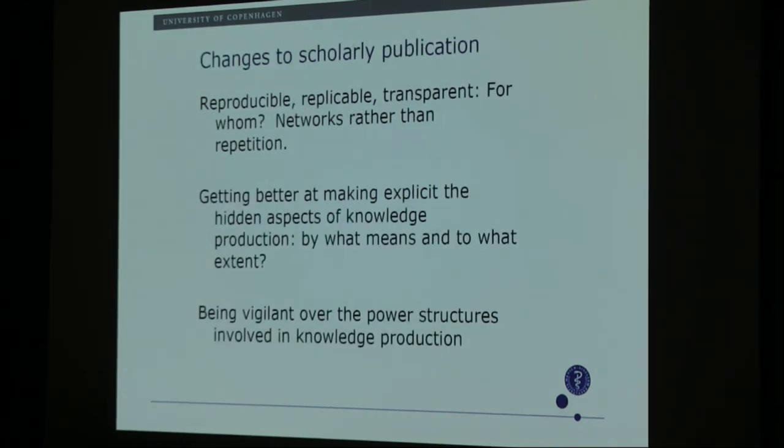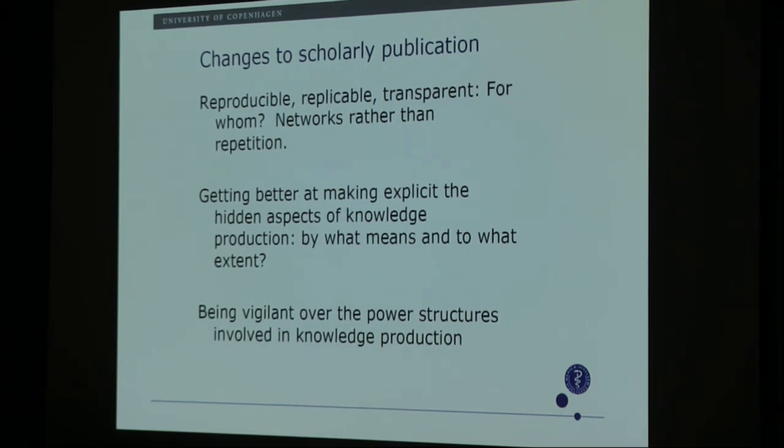So, what kinds of changes to scholarly publication might we be looking at in terms of the new infrastructures for publication? And in terms of that initial notion of witnessing that we saw, well, first of all, we can talk about reproducible, replicable, transparent, and we will talk about the meanings of those terms, but we have to keep in mind the question: for whom? For whom is it going to be any of these things?